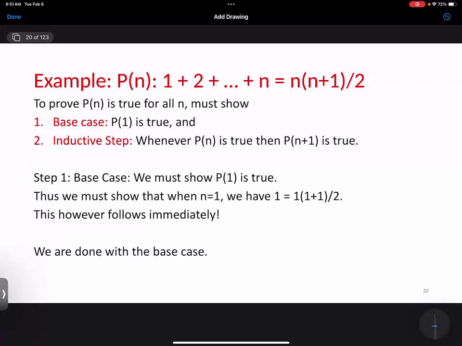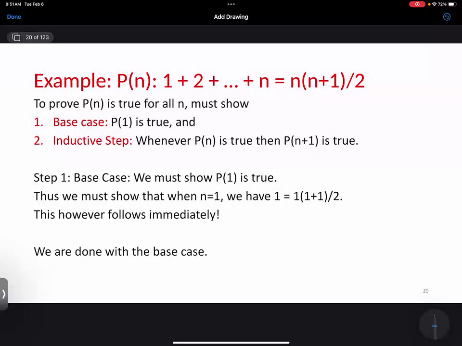So 1 times 1 plus 1 over 2 is just 1. And so the base case follows immediately. Most of the time, the base case is not that hard to prove. Especially in expressions like this, you have a conjectured formula, you just substitute in.